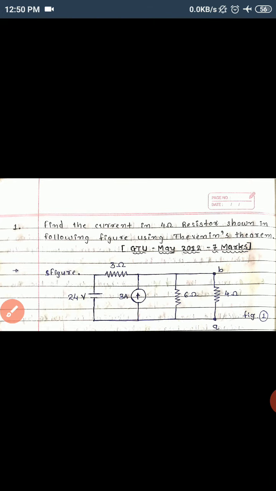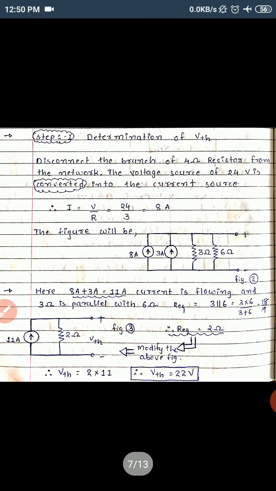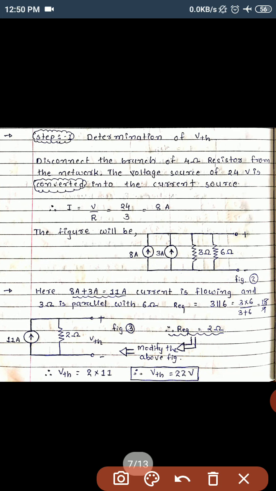So let us start with our step number 1. What is step number 1? Determination of VTH, the open circuit voltage, or we can say Thevenin voltage. Disconnect the branch of the 4 ohm resistor from the network. The voltage source of 24 volt is converted into a current source.